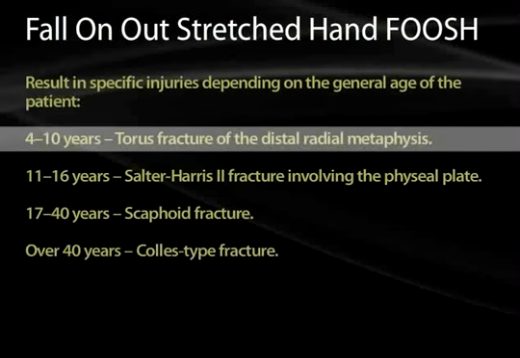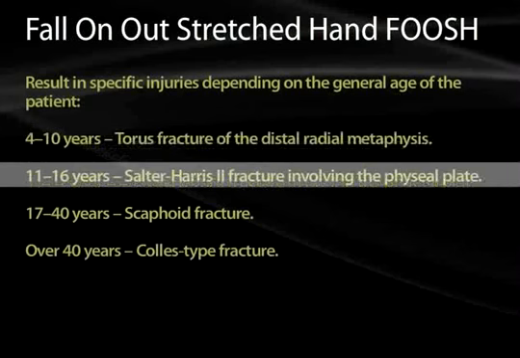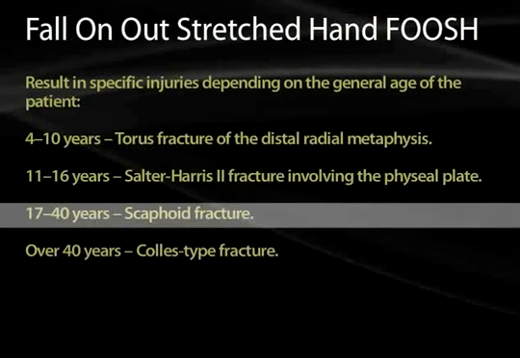So if you're 4 to 10 years old, you oftentimes will have a torus fracture, which is similar to a buckle fracture. And they oftentimes stay at the distal radial metaphysis. If you're 11 to 16 years old, you're increasing your chances of having a type 2 Salter-Harris fracture, which is at the epiphyseal plate. And if you're 17 to 40 years old, you're more likely to have a scaphoid fracture. Once you get beyond 40 years old, now you're looking at the Colles fractures, which is going to be a silver fork deformity, also known as.